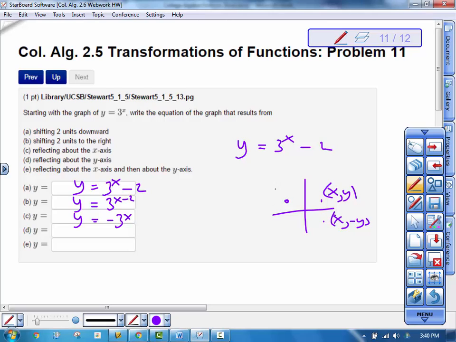All right, reflecting about the y-axis though moves the point over here, which flips the sign on x. So that'd be y equals 3 to the negative x. And the last one, reflecting about the x-axis and the y-axis, would change the sign on both to be negative 3 to the negative x.